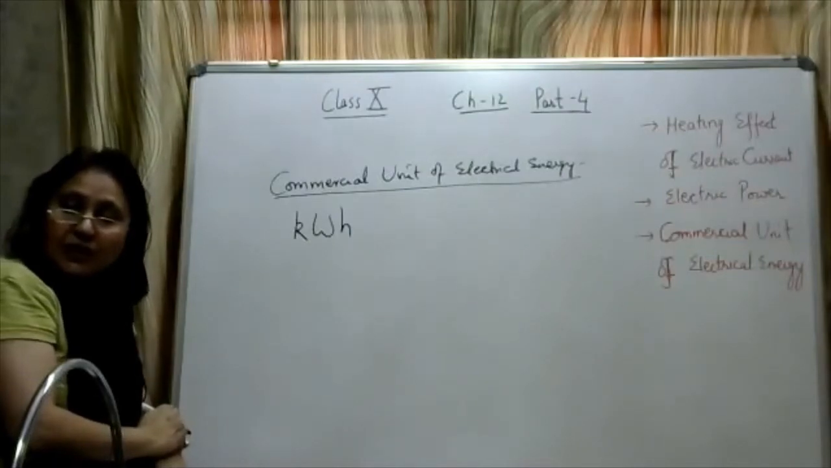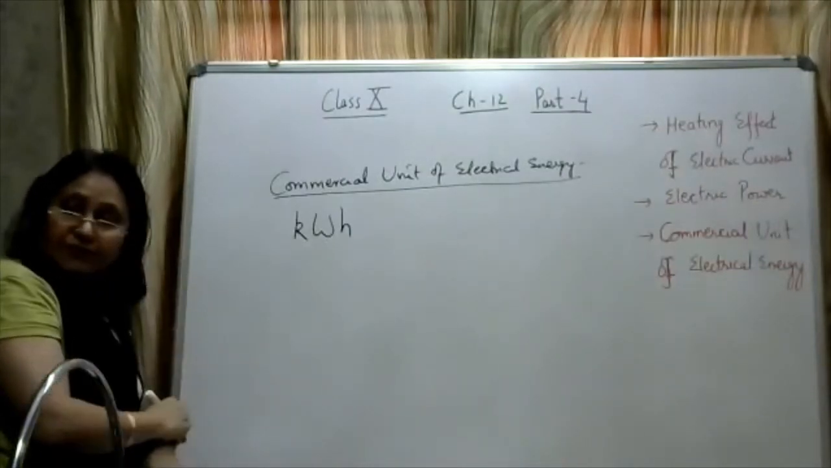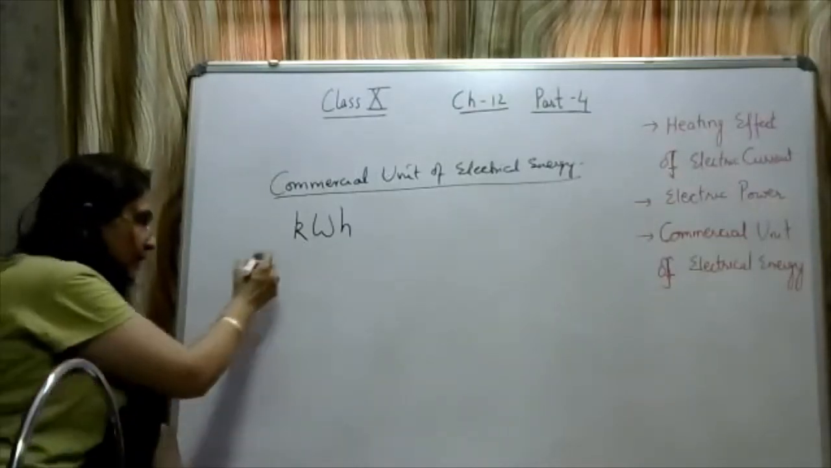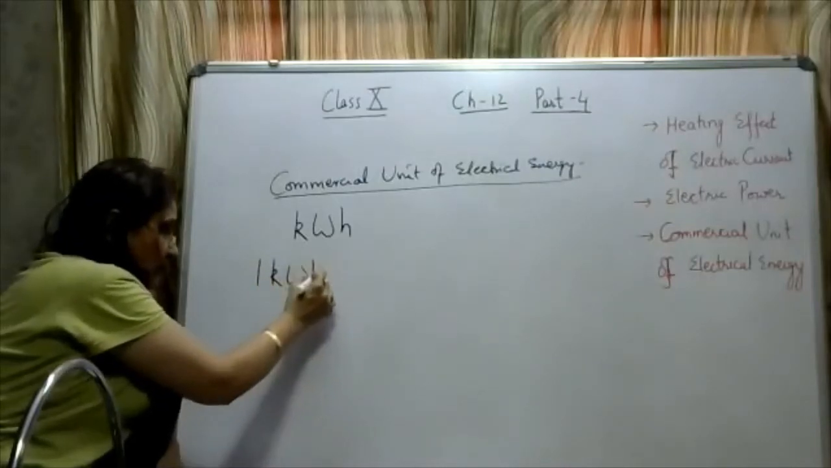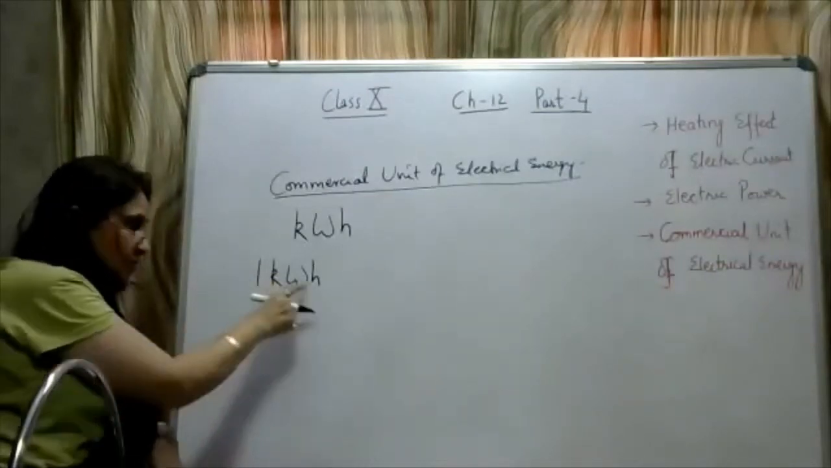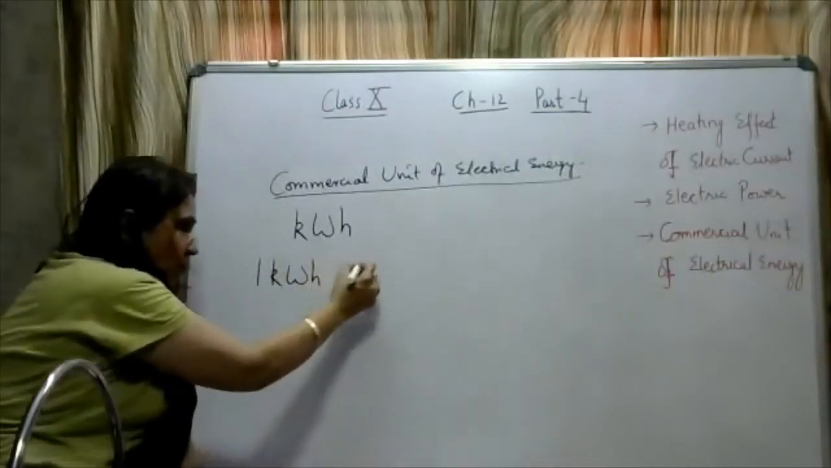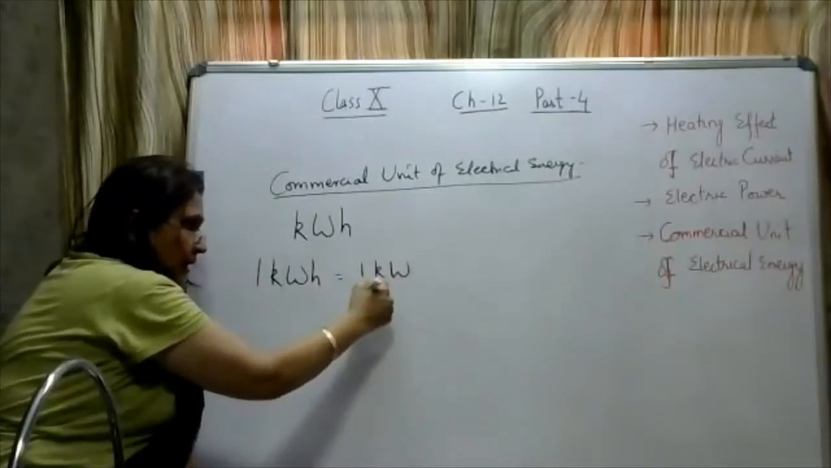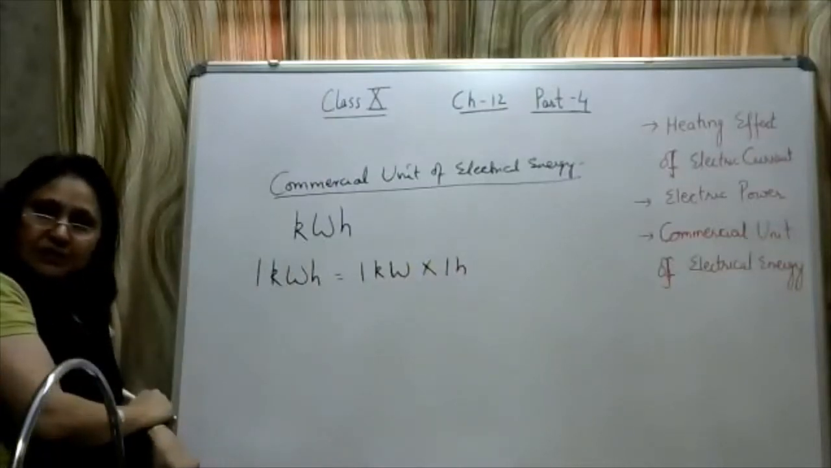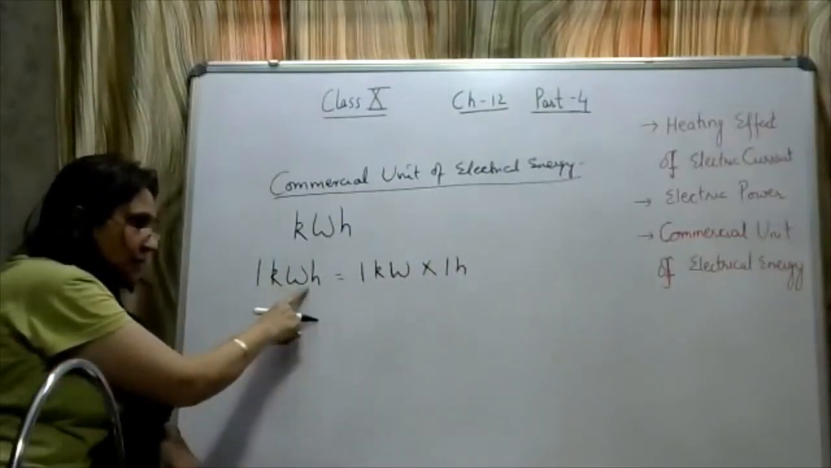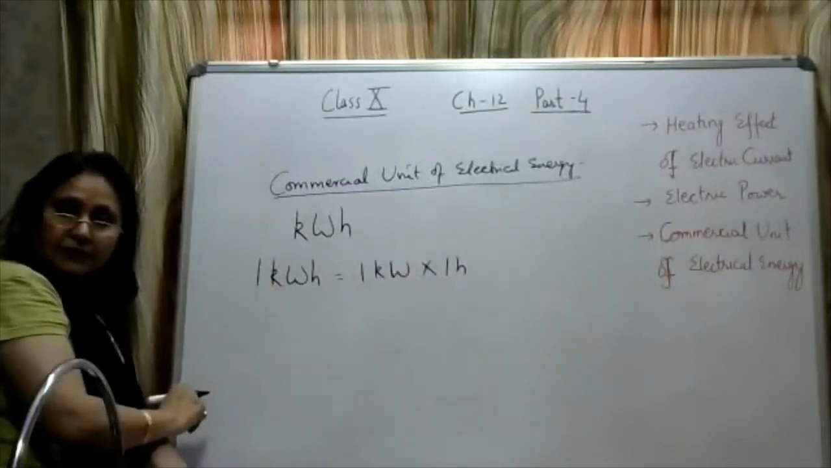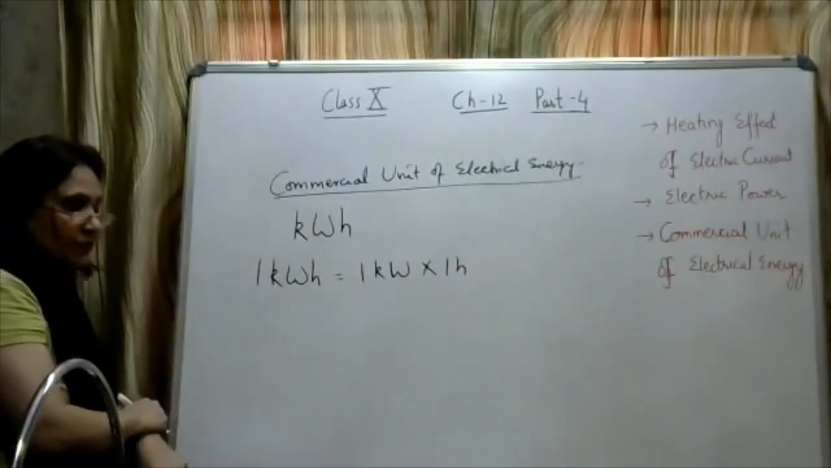Let's convert this kilowatt hour into joules. This is also a unit of electrical energy, and joule is the SI unit of electrical energy. Let's see the relation between them. 1 kilowatt hour, how do we define it? If an electrical appliance of 1 kilowatt power is used for 1 hour, then the energy consumed is 1 kilowatt hour.